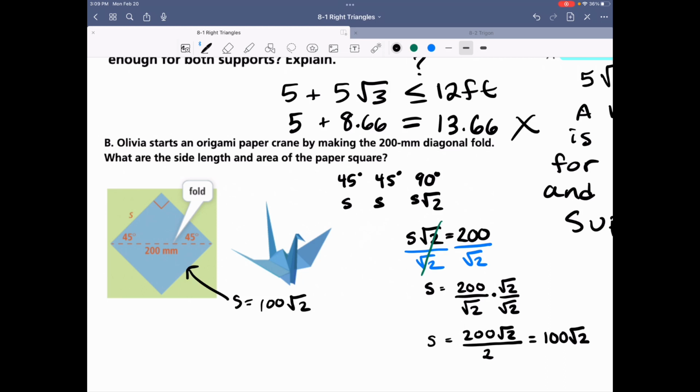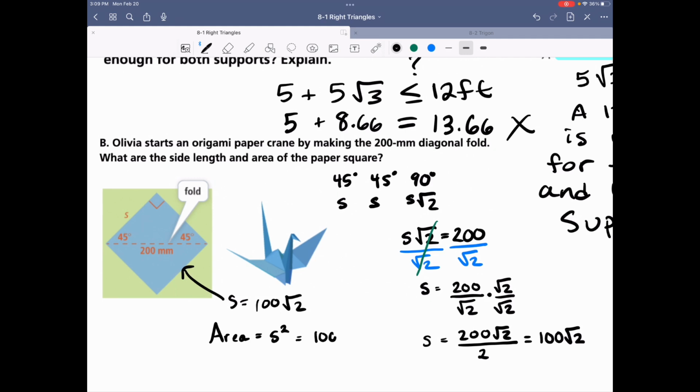And then they wanted to know the area. So area of a square is equal to S squared. So we'll put 100 square roots of 2, and we're going to square it. Well, I know right away that the square root of 2 squared is just 2. And so it's going to be 100 squared times 2, which is 100 times 100, which is 10,000 times 2. So the area would be equal to 20,000 millimeters.